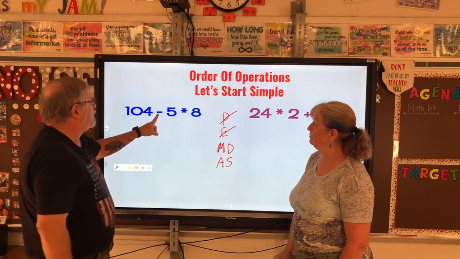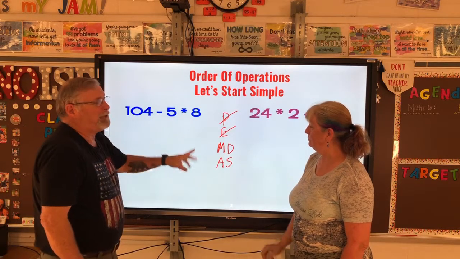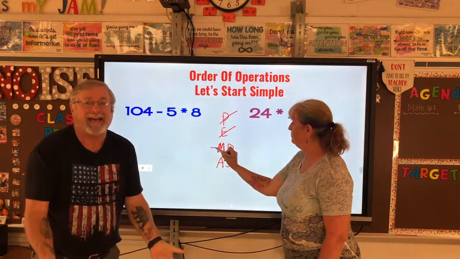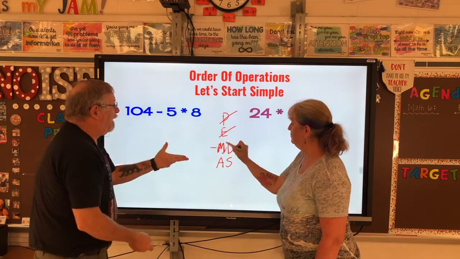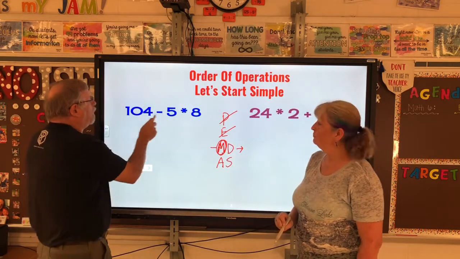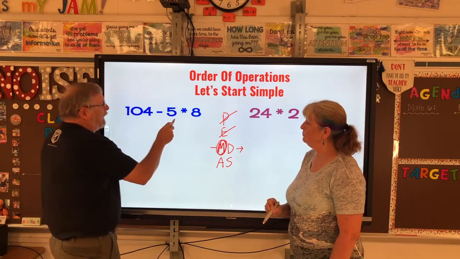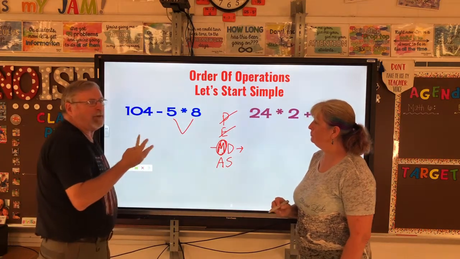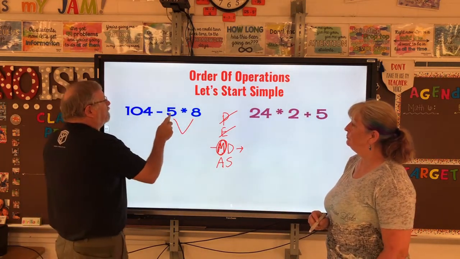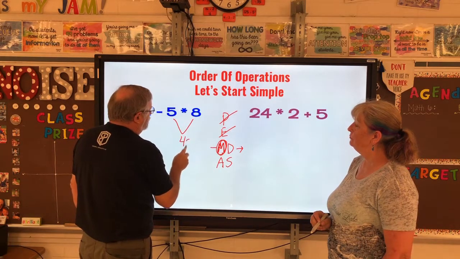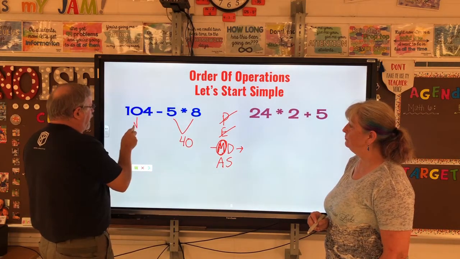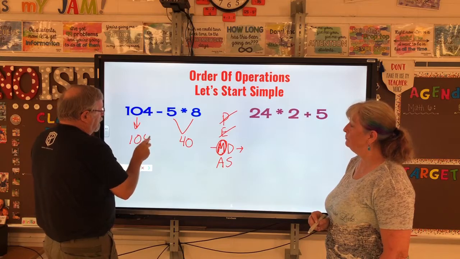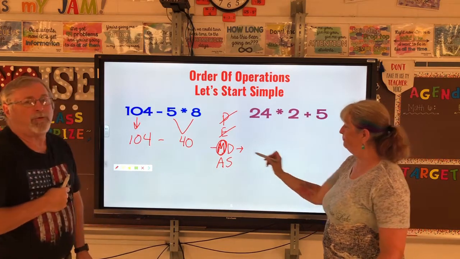Now, we have a subtraction and we have multiplication. So when we look here, which one has to be done first? Well, obviously the multiplication. So we're going to ignore this, and I like to draw this so I can see what problem I'm doing. So 5 times 8, I know is 40. I bring this down. So I have 104 minus 40.